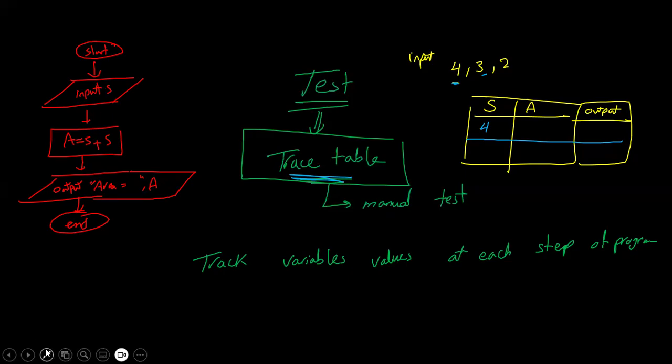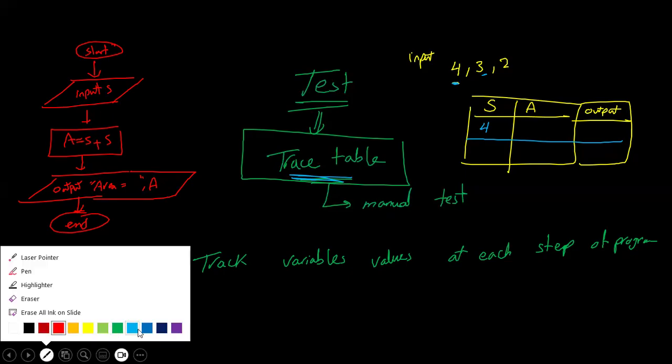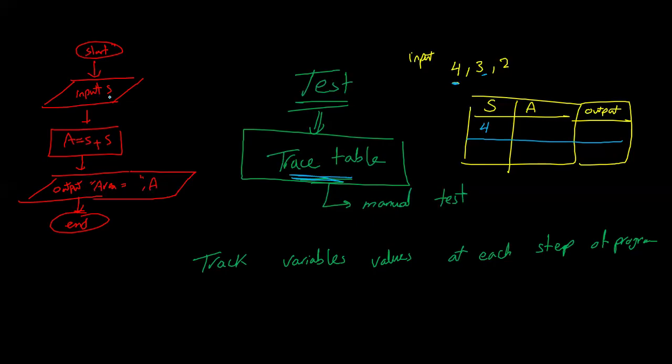So let's try it now. Now I will input S. S is 4, the first input, and then area equals S plus S, so S plus S, which is 8. Okay, and then output area, so you will find that area equals the value of variable area, which is 8.